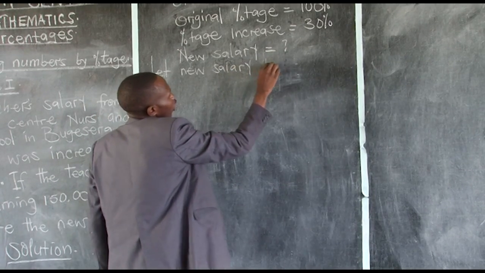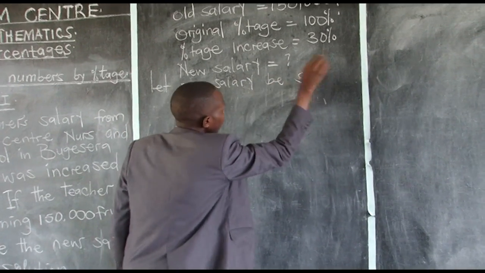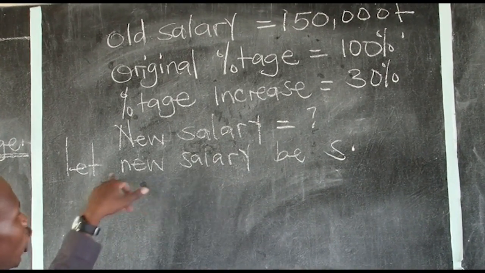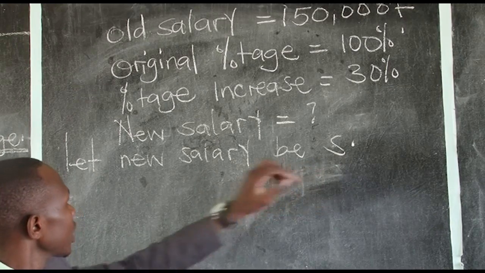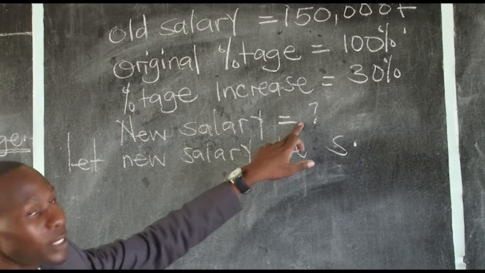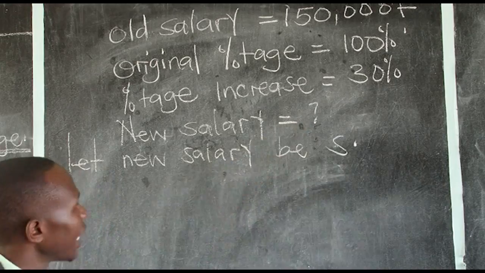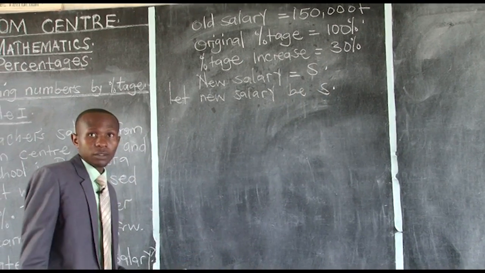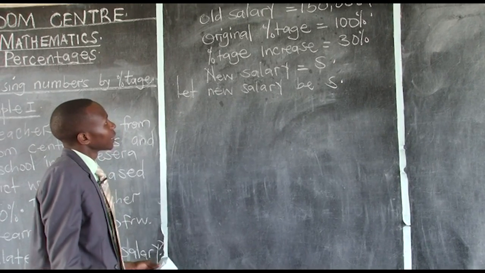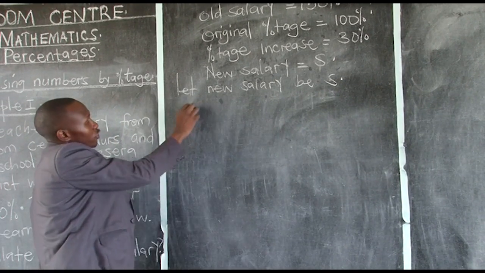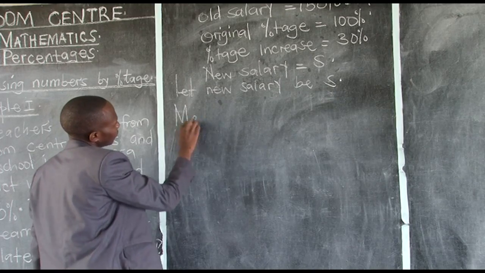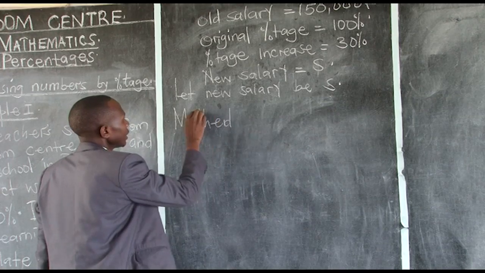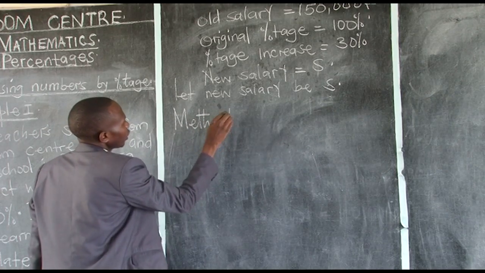Let the new salary be S, since it is salary. So new salary will be represented by the letter S. We shall say new salary is equal to S. Okay. Then, this is method one. We come to method one.